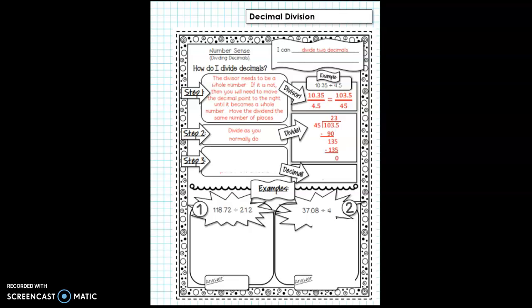Bring down the 5. 45 goes into 135 three times. 45 times 3 is 135. Subtract, you get a 0. So your answer is then 23.